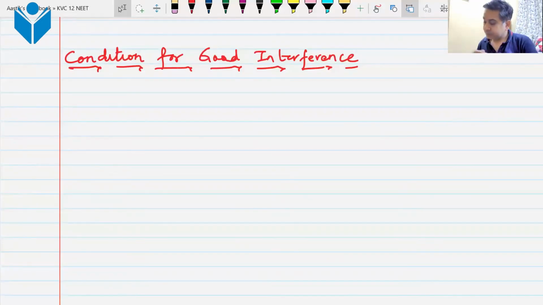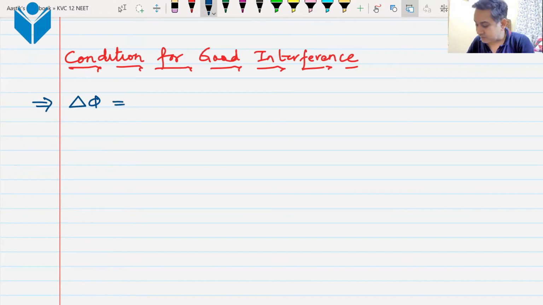So, I was talking about conditions for good interference. When do we have good interference? Some people also call it sustained interference. What are the conditions of good interference? Number one condition: the phase difference delta phi between the two sources must always remain constant. If the phase difference does not remain constant, we will not get sustained interference. We will not get good interference.